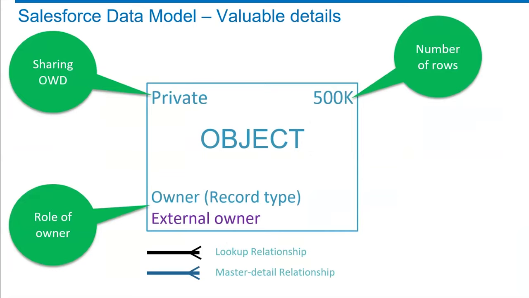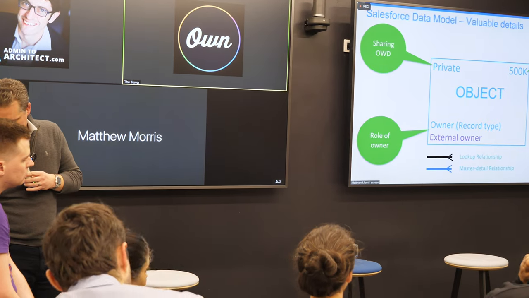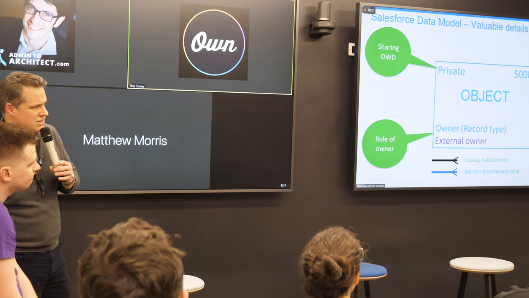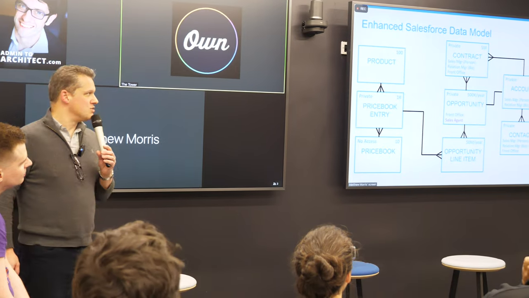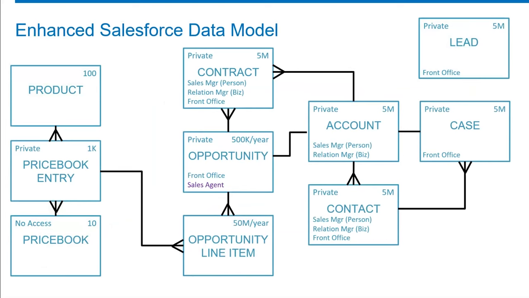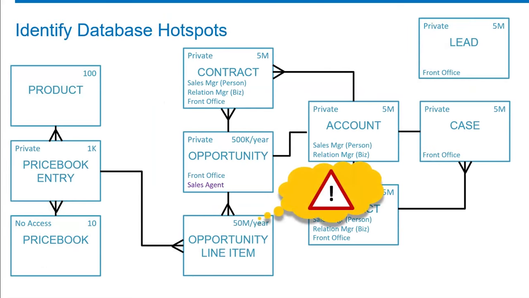Number of rows, so that's something we hopefully noted down or could extrapolate out based on what was written in the document. And if we don't know it, that's something that we can put on our list of questions to go and ask people. And then in terms of the owners, what is their role within the role hierarchy and what sort of relationship is it? Is it a lookup relationship, is it master detail? You're a Salesforce architect, so you understand the significance of that.